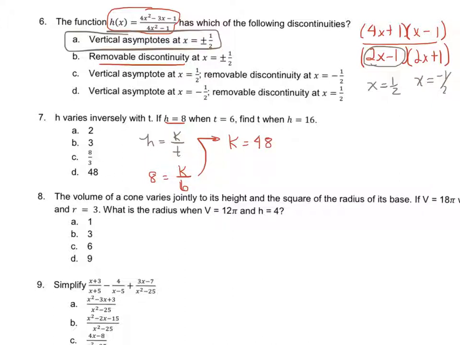So now we have the expression for h and t and how they relate to each other. 48 is the k value. The question they want us to answer is find t when h is 16. So we're going to let the h be 16, and we'll find out what t is. Multiply both sides by t. When we divide by 16, we get t is equal to 3.